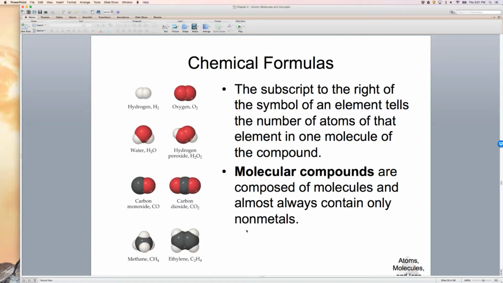molecular compounds are almost always composed of molecules and contain nonmetals. So in all of these different scenarios, if you notice, hydrogen, oxygen, carbon, all nonmetals, these are all molecular compounds here. These are not all molecular compounds. Water and hydrogen peroxide and everything below it are molecular compounds. Hydrogen and oxygen are elements.